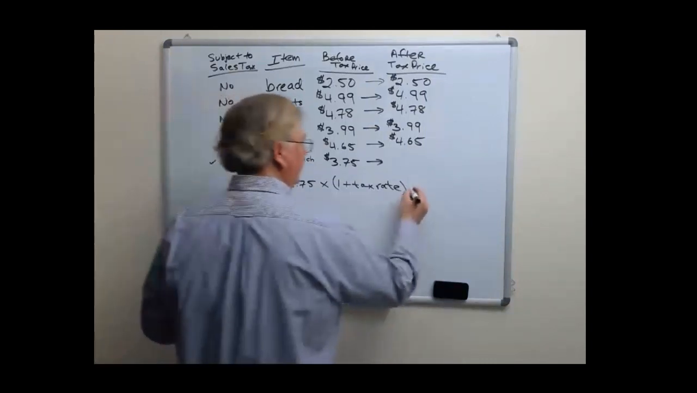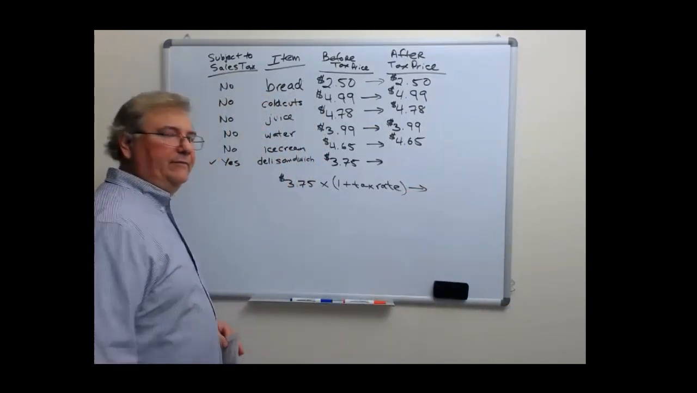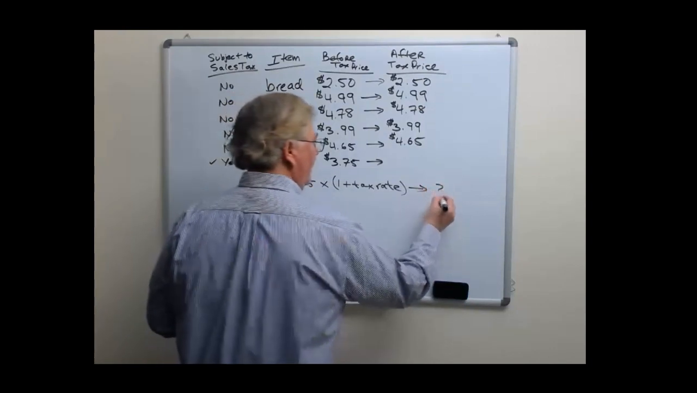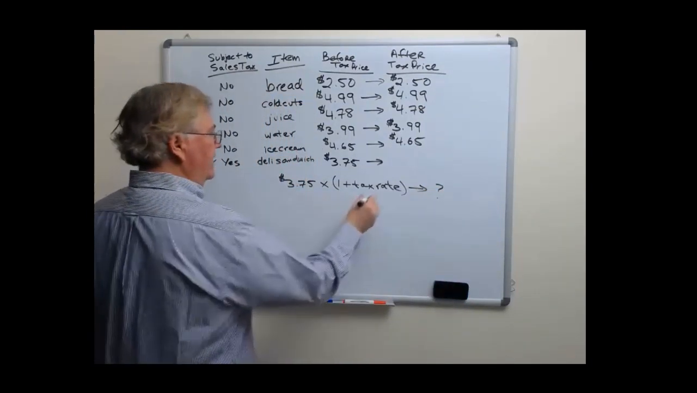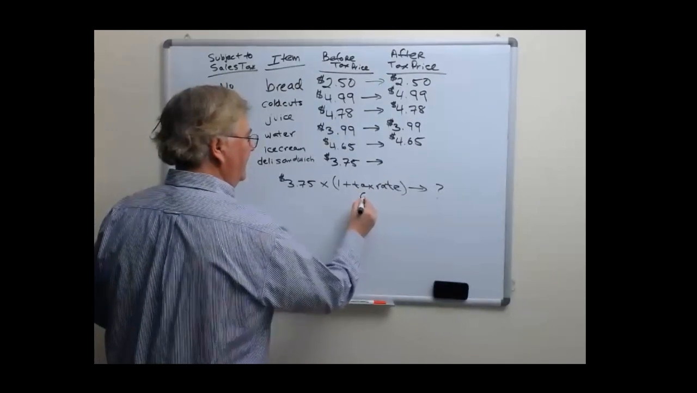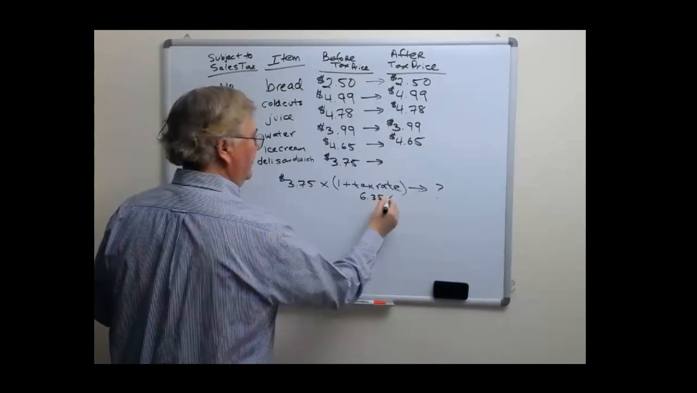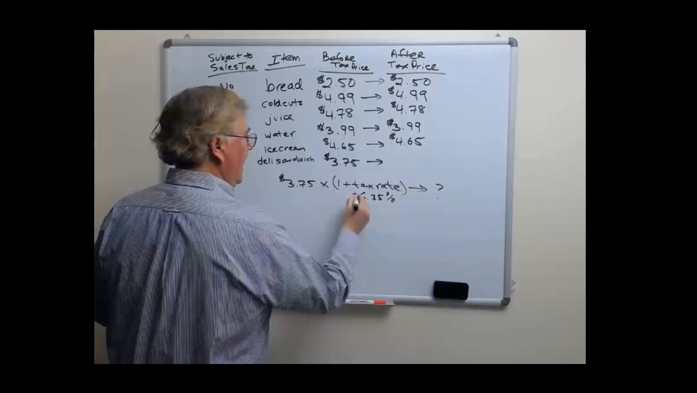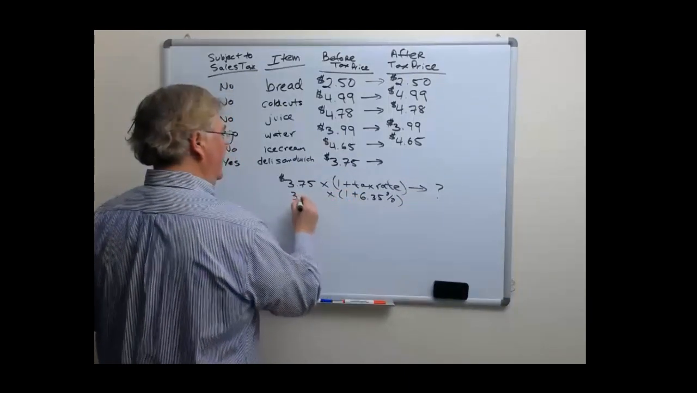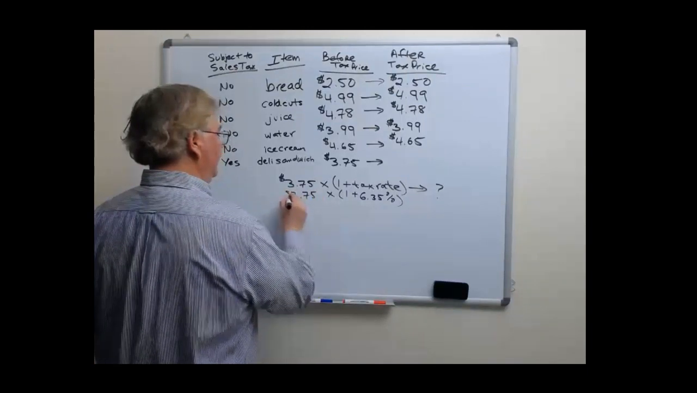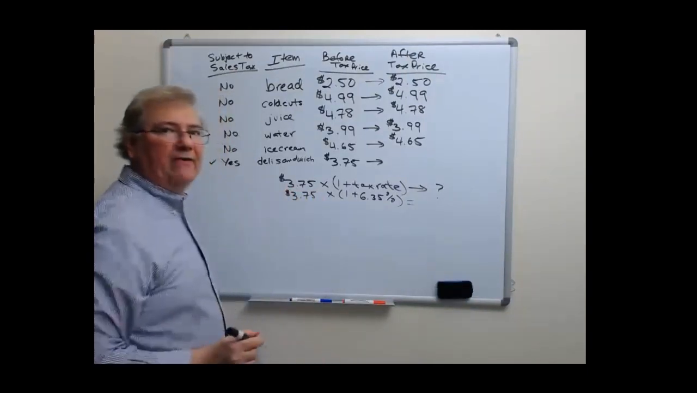Okay, and that'll give us the after-tax price. I'll just put a question mark there for now. So if the sales tax rate in the state of Connecticut is 6.35%, we add that to 1 and then multiply that by the pre-tax price. And then we'll have our answer.